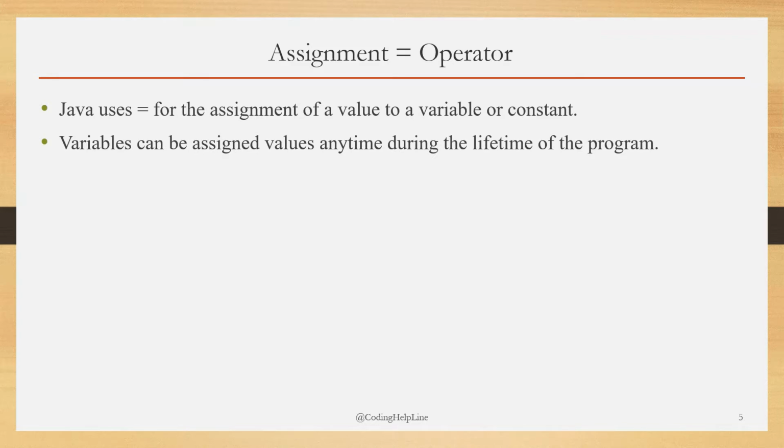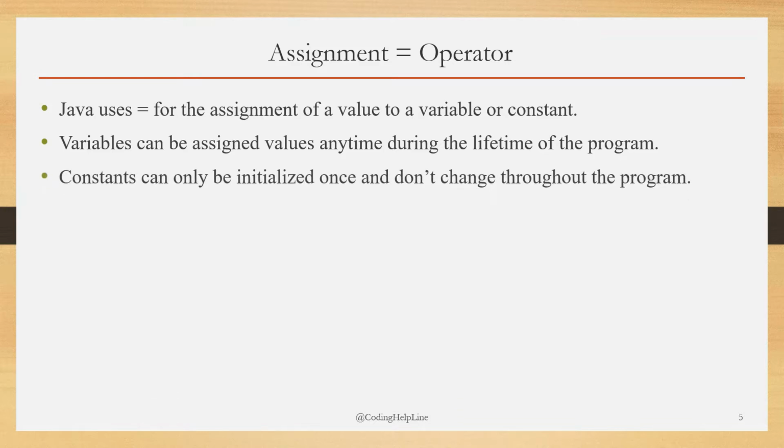Variables can be assigned values anytime during the lifetime of the program. That is why we call them variables, because their values can change during the runtime of the application. Constants can only be initialized once and don't change throughout the program. Constants can be initialized inside a method, inside a loop scope, or inside a class constructor. We will discuss this when we start object-oriented programming.